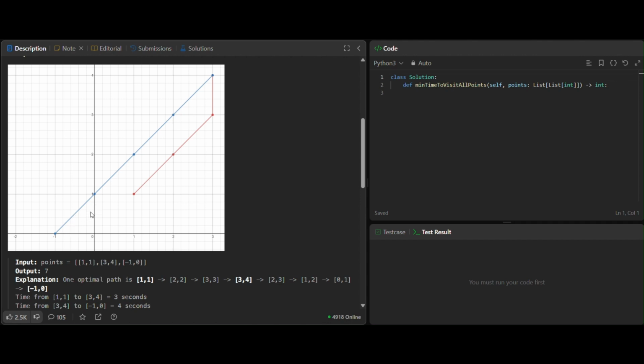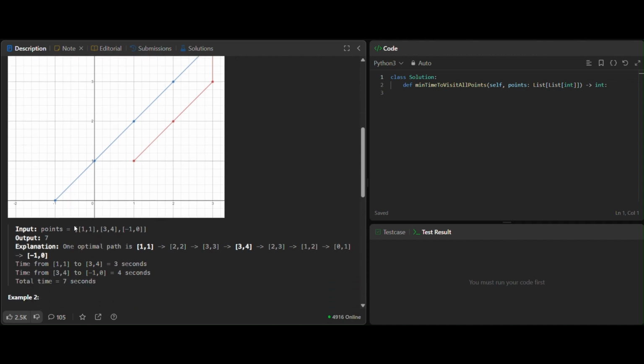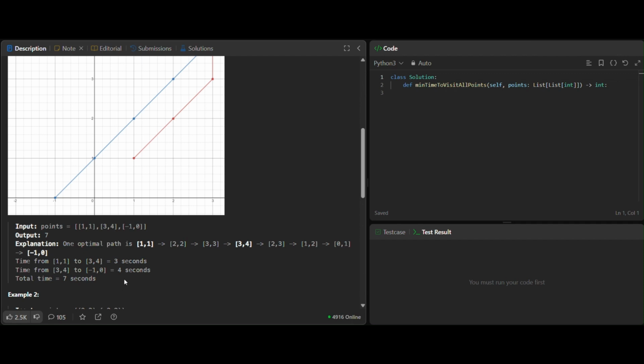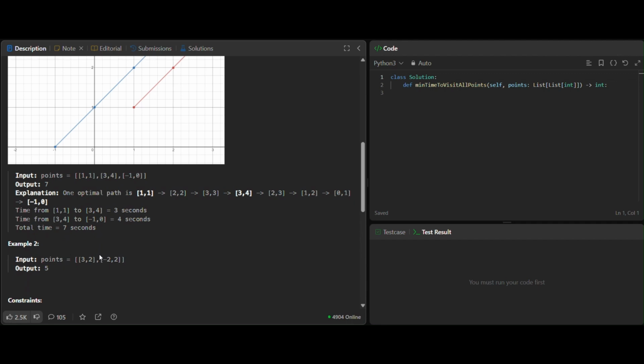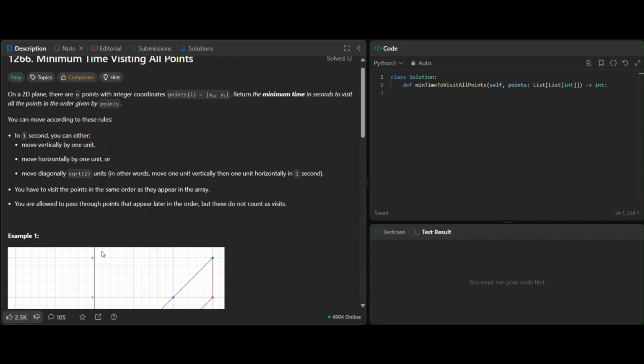Step 2. We move from the point 3, 4 to the point -1, 0. The distance in the x direction is the absolute value of -1 minus 3, which is 4. The distance in the y direction is the absolute value of 0 minus 4, which is also 4. You can move diagonally 4 times. Total time equals 4 seconds. So the final answer is 3 plus 4, which equals 7. This problem is about movement geometry, not simulation.